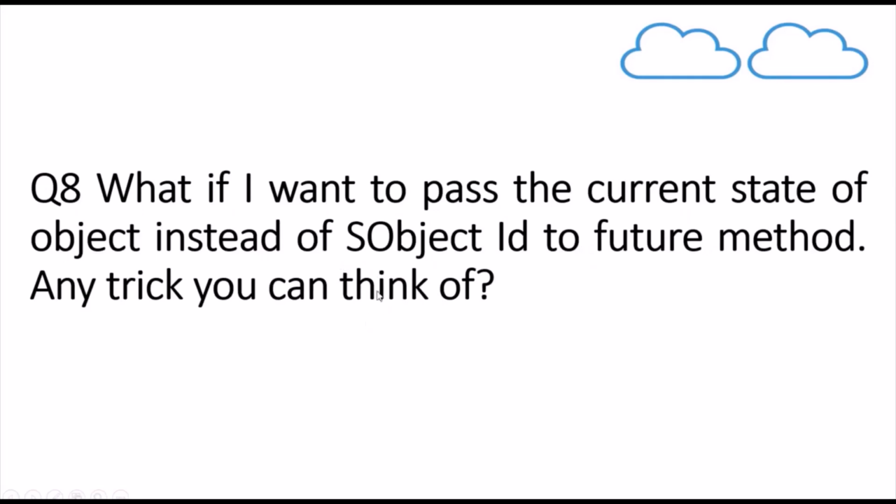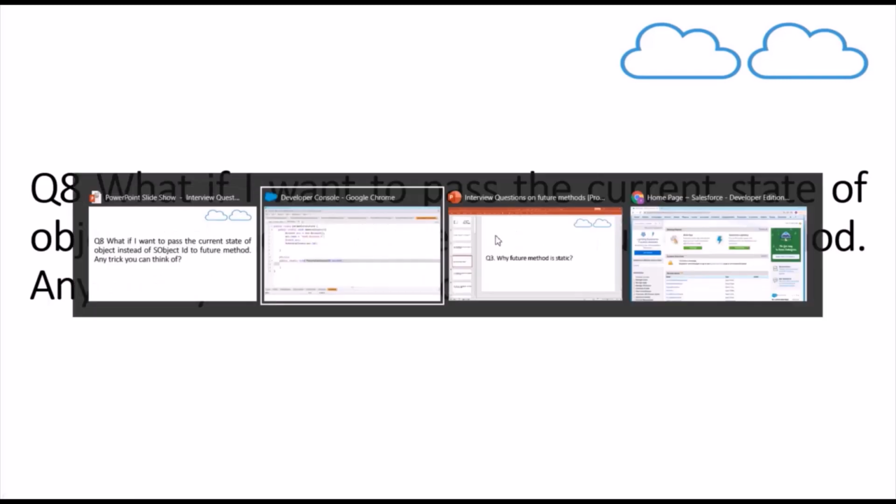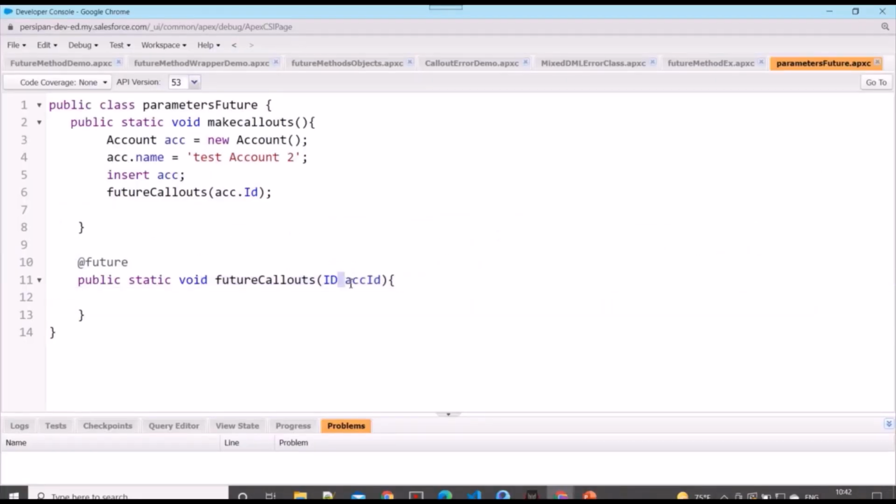What if I want to pass the current state of object instead of SObject ID to future method? Any trick you can think of? Okay, so this question means now what we suggested, we are passing the account ID. But let's suppose I want to pass the current state of account only. I don't want to get the latest version of account record. So can I pass this account only, with these values, to this future method so that I can work with this value only, or this state of account record only?